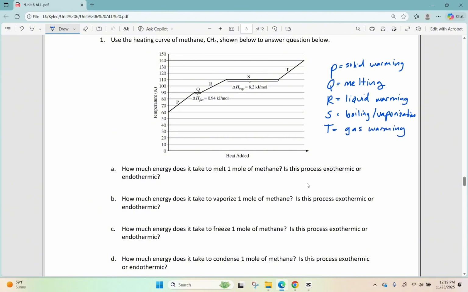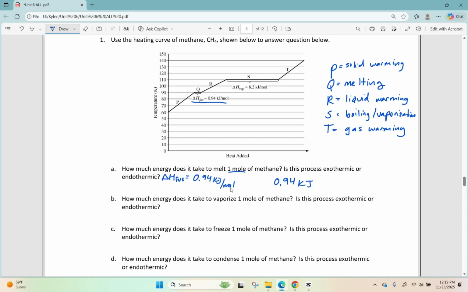So let's look at the questions they're asking us about this graph. The first is, how much energy does it take to melt 1 mole of methane? Well, they give us that number here in the graph as the delta H of fusion. Melting uses the delta H of fusion, and it tells us that it is 0.94 kilojoules per mole. So if I only have 1 mole, then it is exactly 0.94, and it's kilojoules.